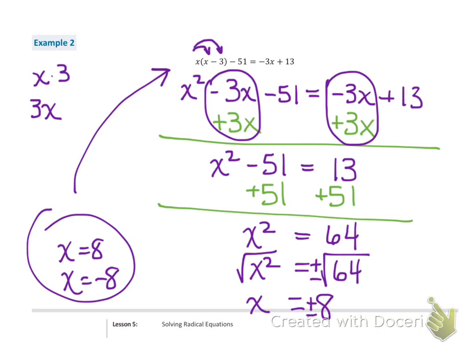All right, so let's go ahead and check those, because I think that's really going to help us. So what I want to do first is rewrite this equation. So I've got x times x minus 3 minus 51.